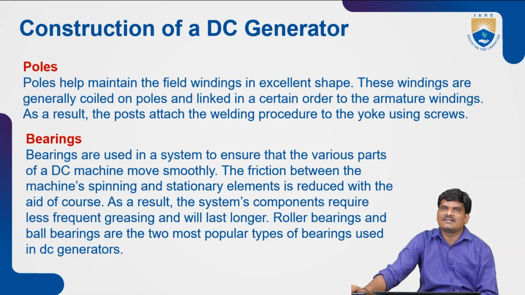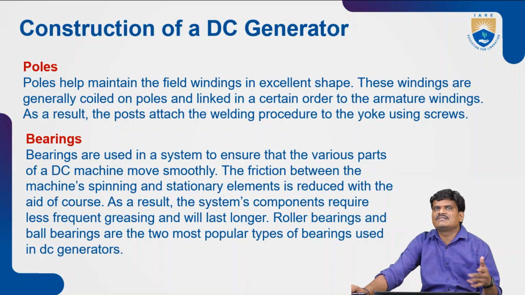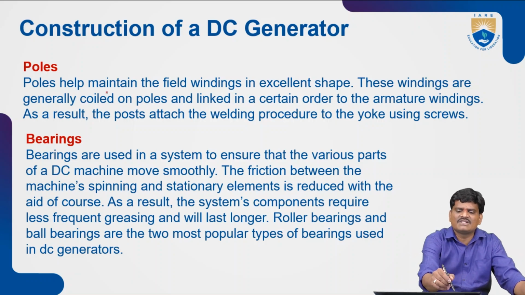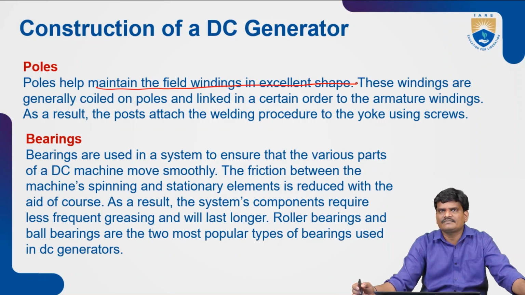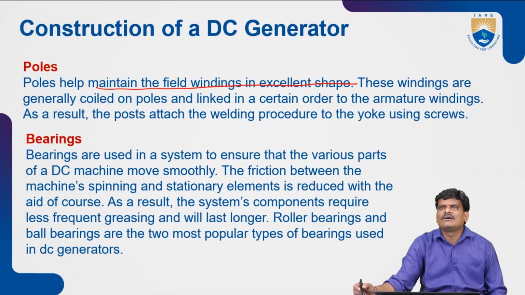Coming to the next one, which is poles. Poles are an important part and are considered an important component of a DC generator, because the poles help maintain the field windings in an excellent shape. These windings are generally coiled on poles and linked in a certain order to the armature windings. As a result, these poles are attached by a welding procedure to the yoke using screws.